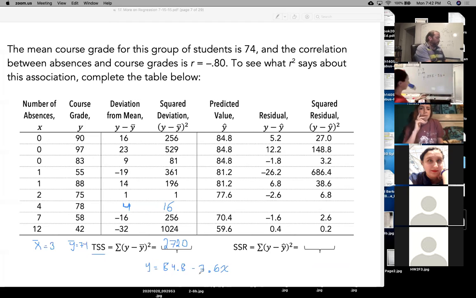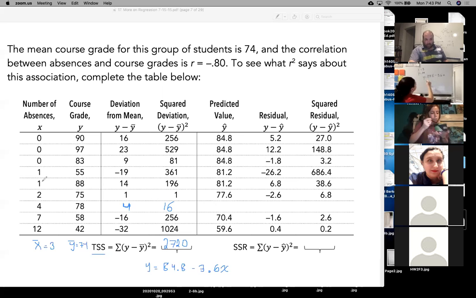So the question is now, why is this the predicted value, y hat? What does that mean, the predicted value? That means it's what the line tells you you would get for that x value, not what you actually got for that x value, but what the line tells you you should get. So for an x value of 0, what does the line tell you that you should get? Plug in 0, what do you get out of that? 84.8. And we have 3 zeros, so they're all 84.8.